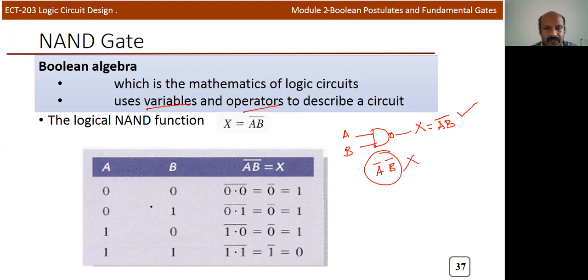Here you can see the expression also. For 0 0, first we perform the AND operation, 0 and 0, so we get 0, and then perform the NOT operation. Similarly, for 1 0, first we perform the AND operation, so the answer is 0, then we perform the complement, and we get 1. And for the last, 1 1, the AND operation gives 1, then perform the NOT, so we get 0. So this is a Boolean expression.